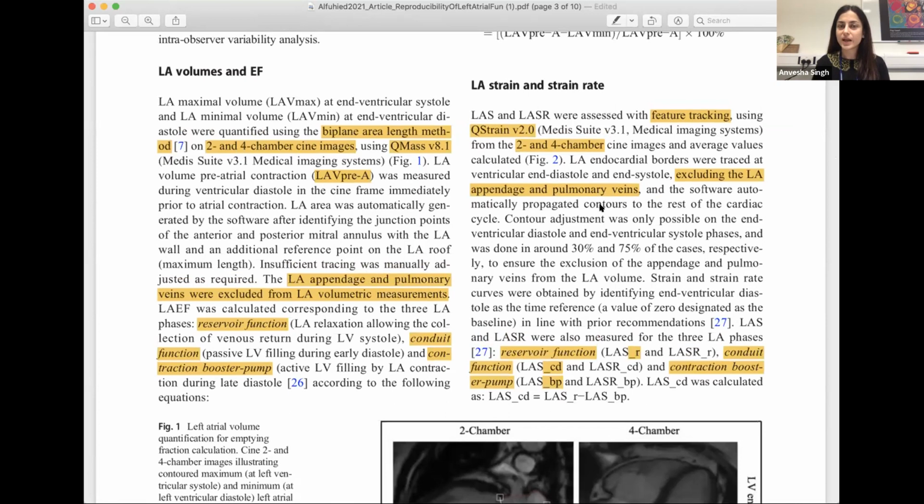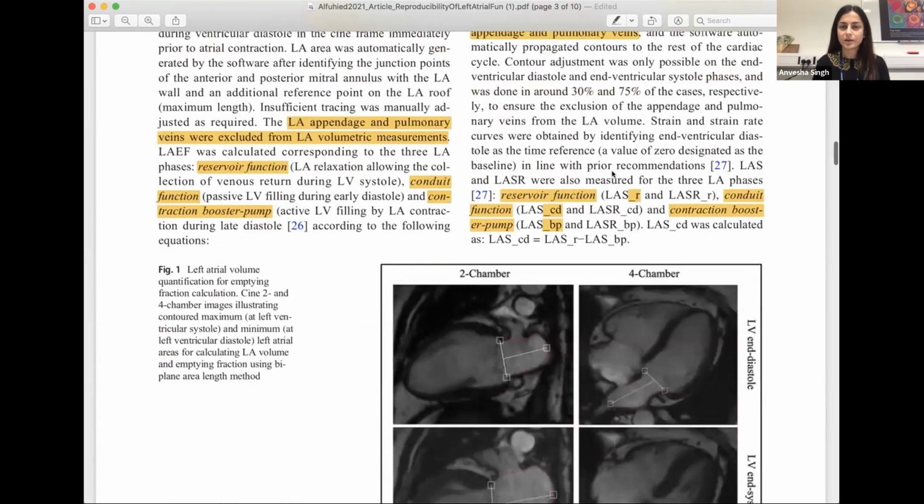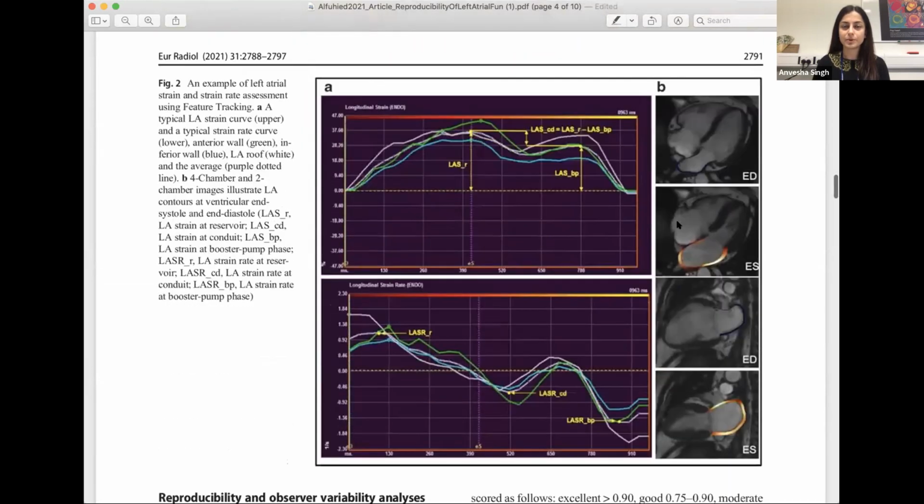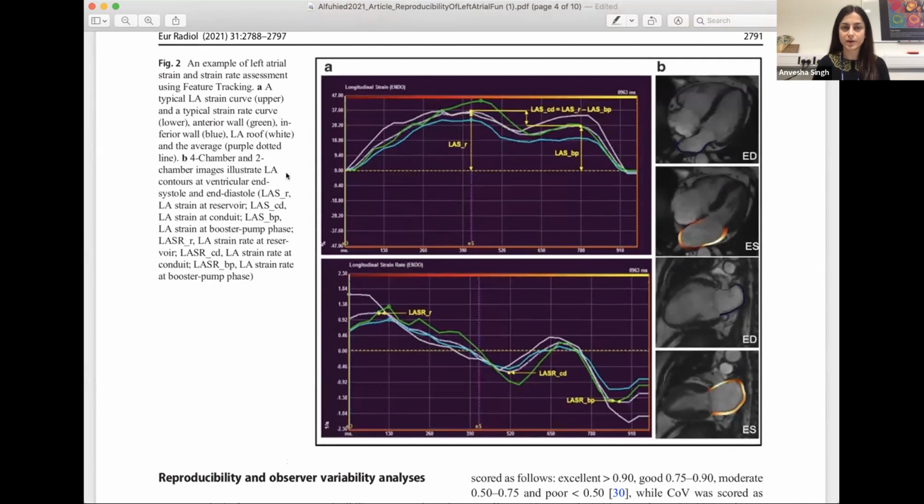For the LA strain and strain rate assessment, we used feature tracking using QStrain version 2.0, which is also a MEDIS software. Again, we analyzed this on 2 and 4 chamber cine images, and for comparison, we excluded the left atrial appendage and pulmonary veins again. The strain and strain rate were also extracted at the 3 phases that I've mentioned before. And this is an example strain curve in figure 2, which shows how we extracted the different parts of the LA function.